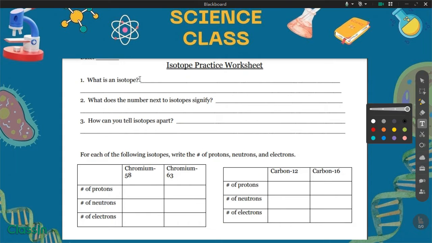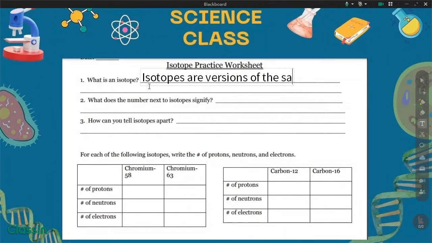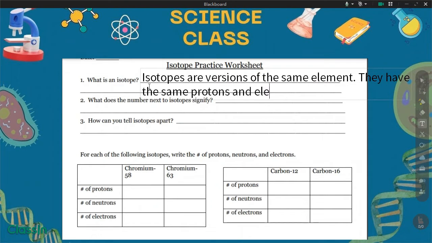So what is an isotope? So you will put in there, isotopes are versions of the same element. They have the same protons and electrons, but different mass number and number of neutrons. All right, so that's an isotope.